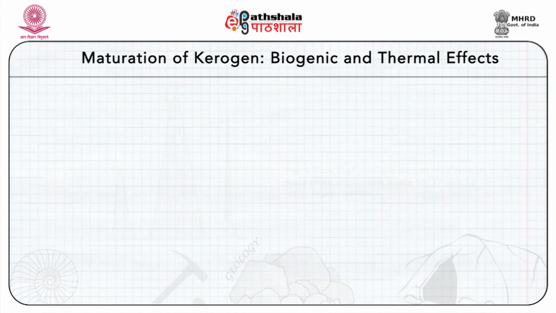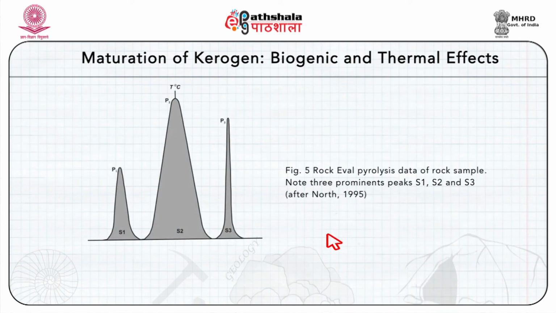Now, this diagram is basically the pyrolysis diagram. You can see the three different peaks, S1, S2 and S3, that I was just discussing, that is, the meaning of the three peaks that we get, which we discussed just now.